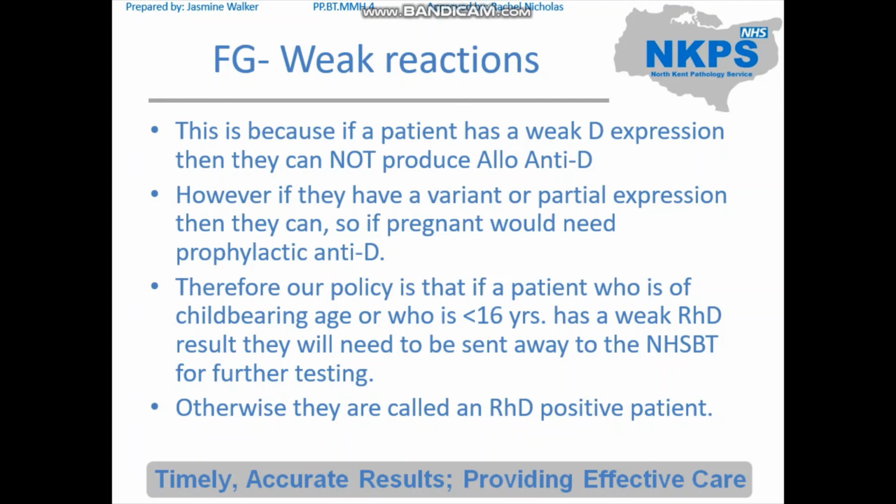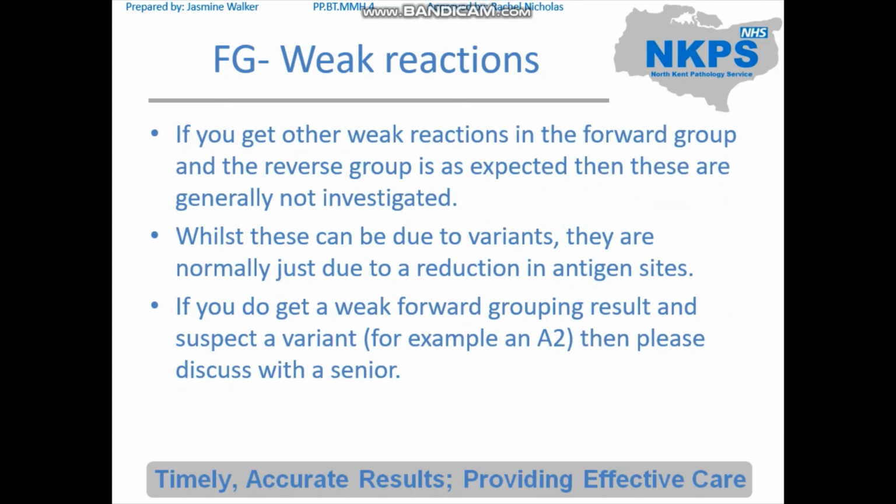In-house, our current policy is that if a patient who is of childbearing age or is a child has a weak RHD result, they will need to be sent away to the NHSBT for further testing. However, if they're male or above childbearing age, then we would just call them an RHD positive patient. If you get other weak reactions in the forward group and the reverse group is as expected, then these are generally not investigated. While these can be due to variants, they are normally just due to a reduction in antigen sites. If you do get a weak forward group and you suspect a variant, for example, an A2, then please discuss it with a senior member of the team.